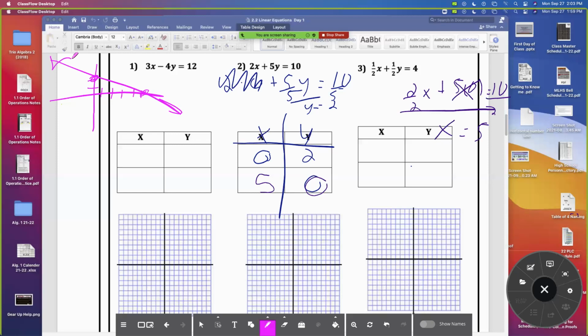All right, so let's try number 3, because I know number 3 is one of your favorites for one reason only, those fractions. So I'm going to give you guys some time, copy this down, and let's think of how in the heck we're going to attack number 3.